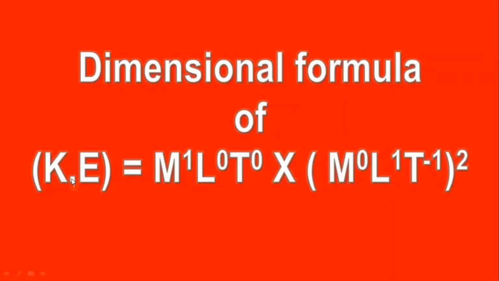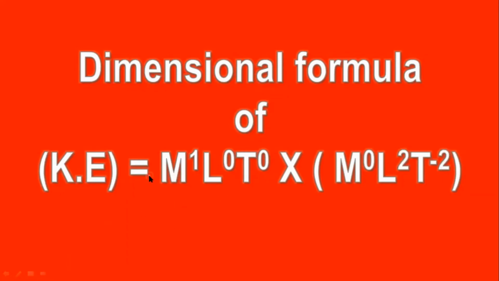On the left hand side it stays as KE, and this is the dimension of mass, M to the power 1, with L0 T0, nothing more or less than this. The power 0 means nothing. Then the multiplication sign, and once again the velocity square. The dimension of velocity was this in the last step, and as per the formula of kinetic energy there must be the square of velocity. So what we are doing here is putting the dimensional formula in the given equation.